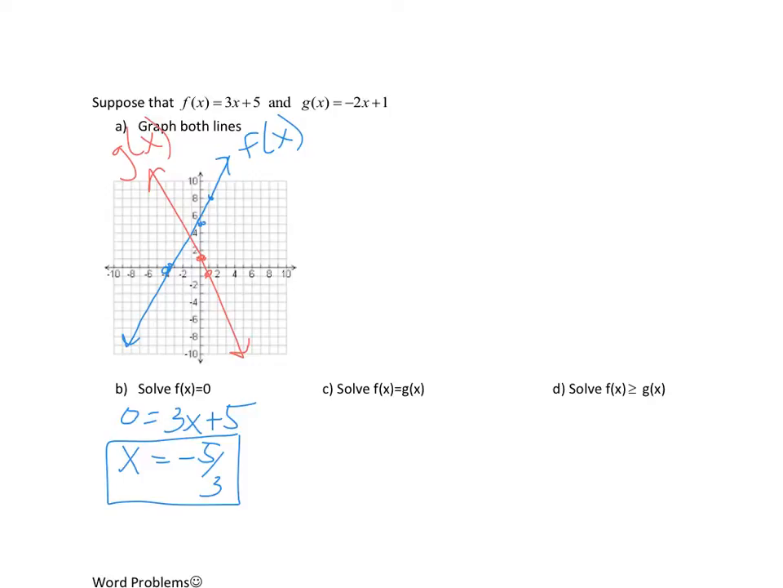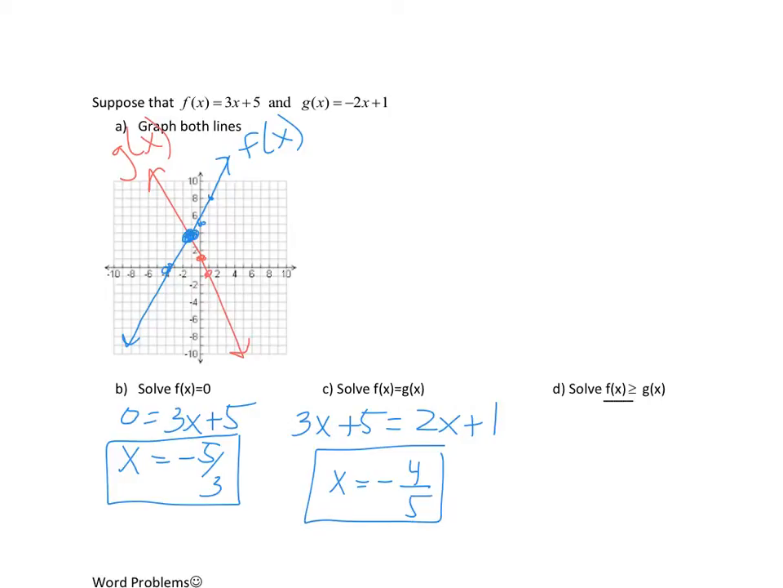Okay, next one over. F of x equals g of x. I want to know where do they hit each other. So now I'm talking about this point right here, where they intersect. So f of x equals g of x. Let's set both functions equal to each other. And again, a little bit of solving, and I'll get negative 4/5.